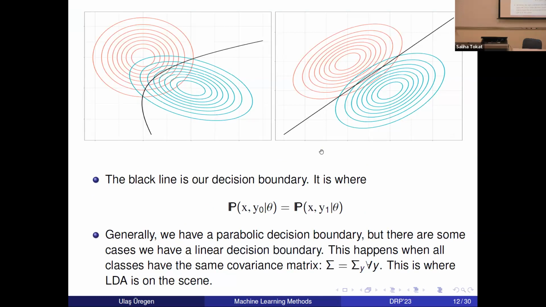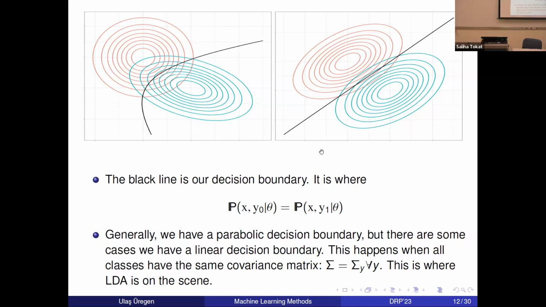Now we have two images, and you can see these black lines. The black lines are decision boundaries. The decision boundary is where the probability of being blue and red is equal. We will end up with this parabolic line all the time with quadratic discriminant analysis, QDA, but sometimes we will end up with a straight line. The straight line occurs when the covariance matrices of all the classes are the same.